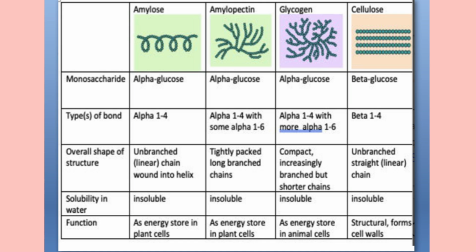Difference in function. Animals can digest starch and glycogen due to the enzymes that can break down alpha-1,4 glycosidic bonds, but they cannot digest cellulose because they lack the necessary enzymes to break down beta-1,4 glycosidic bonds.